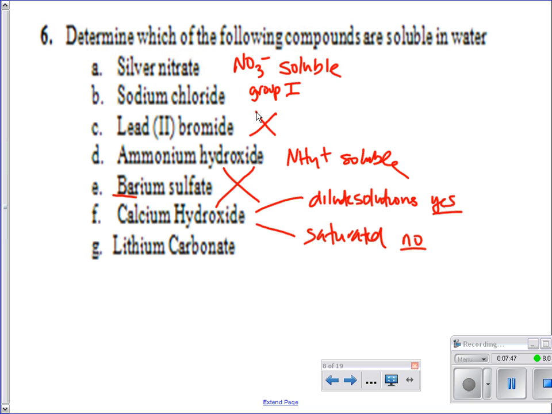And then lithium carbonate, yes, Big Daddy. Big Daddy, group 1. Group 1 metals. Okay?